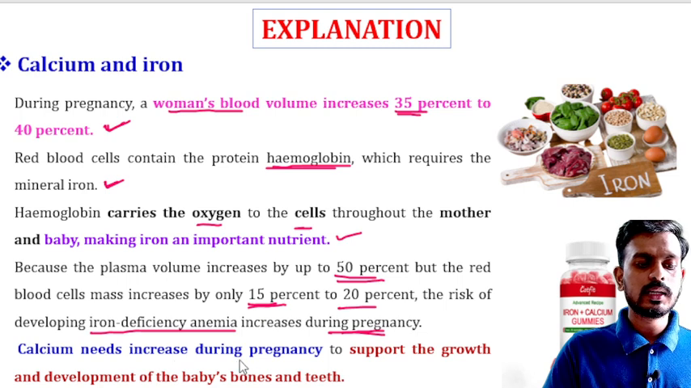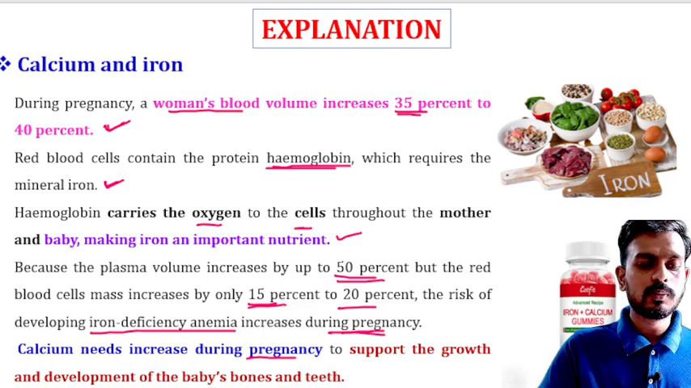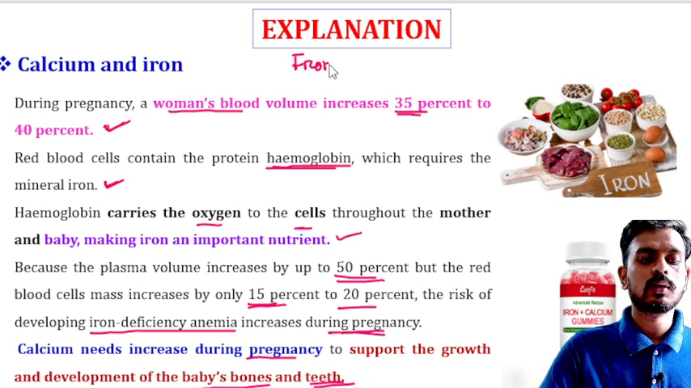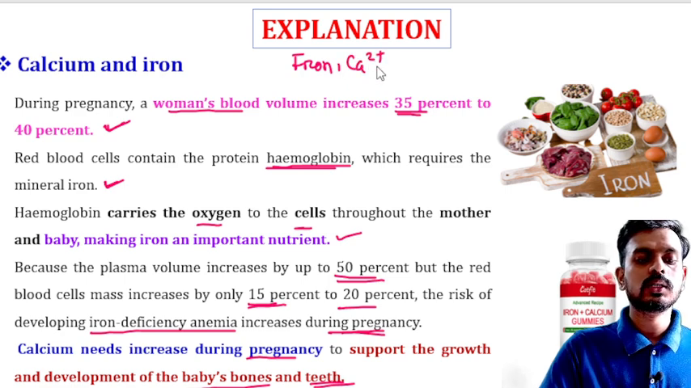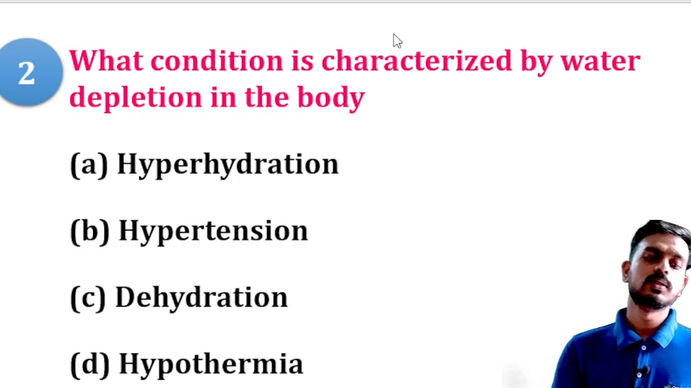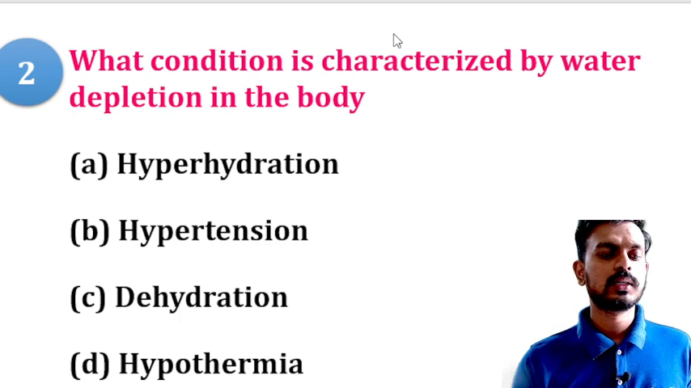Calcium need also increases during pregnancy to support the growth and development of the baby's bones and teeth. That's why there are two components, one is iron, and the second one is calcium. The levels of these two components are significantly reduced during pregnancy. Question number 2, what condition is characterized by water depletion in the body?